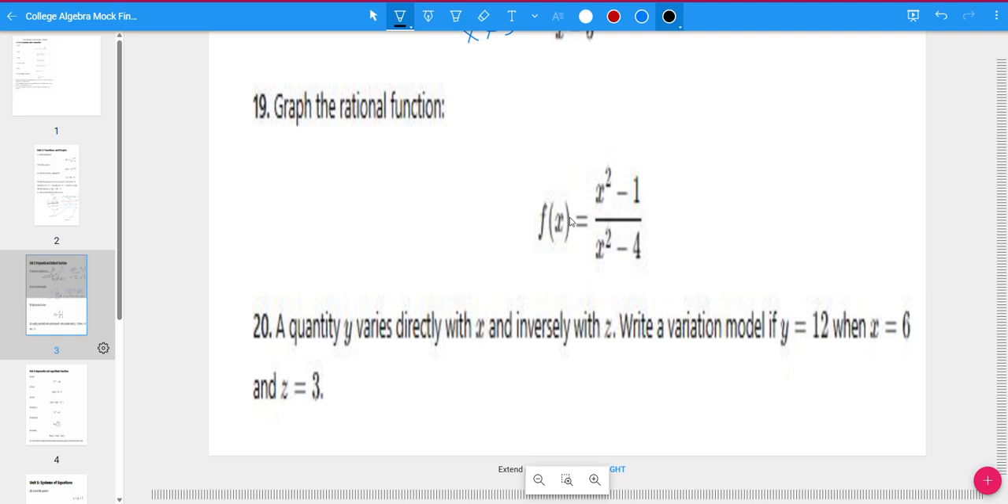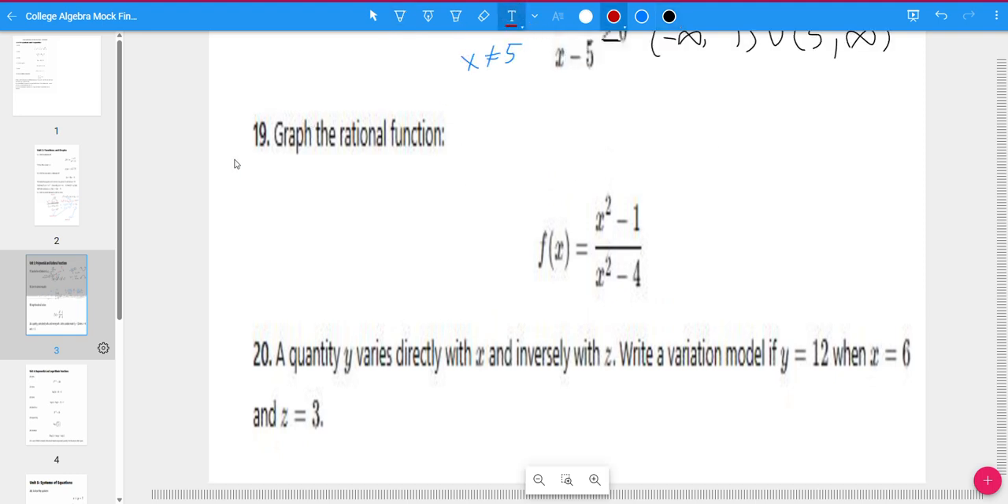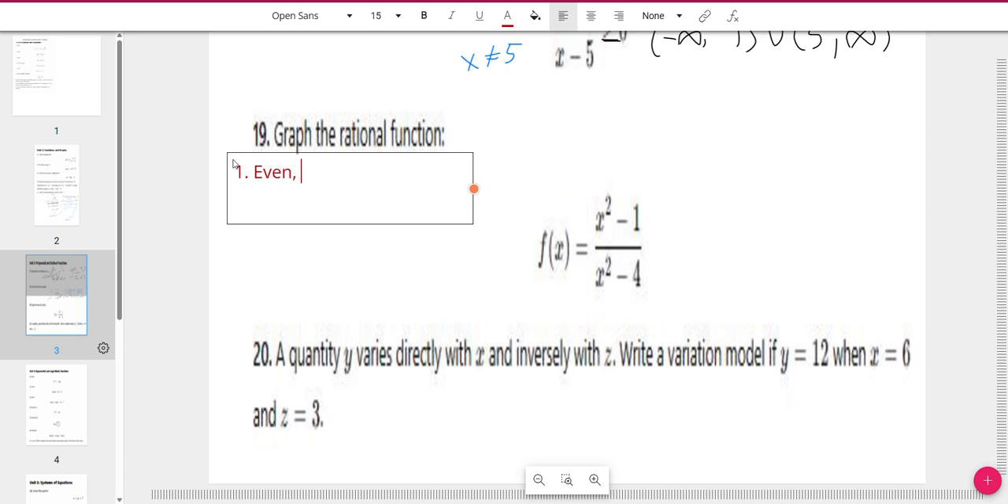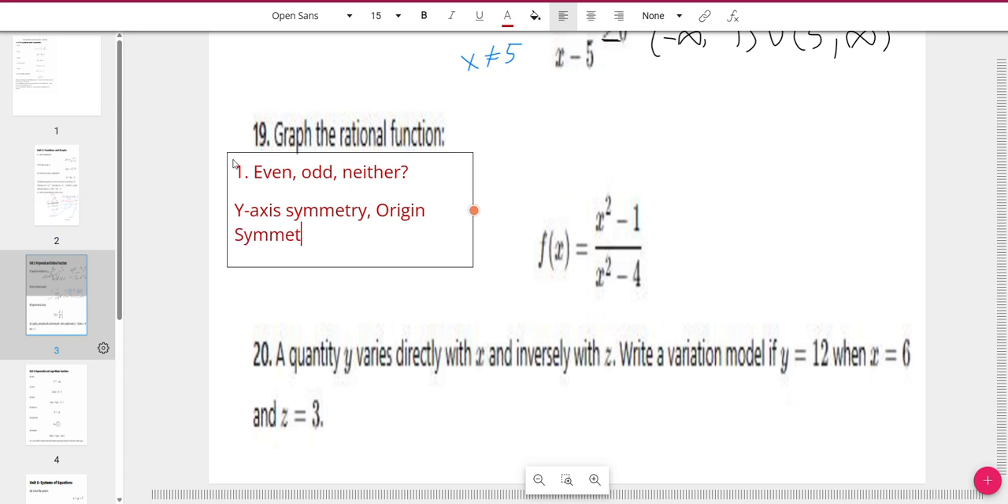19 is a little deceiving, okay? There's actually a 7-step process that you've got to do with this one. The first thing it asks is even, odd, or neither. And it'll ask it in a different way. Remember, even means there's y-axis symmetry. Odd means that there is origin symmetry, and obviously neither means there's neither, okay?